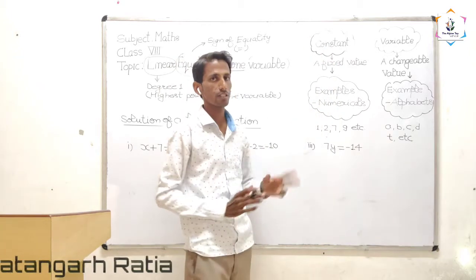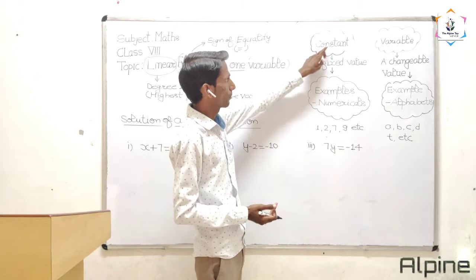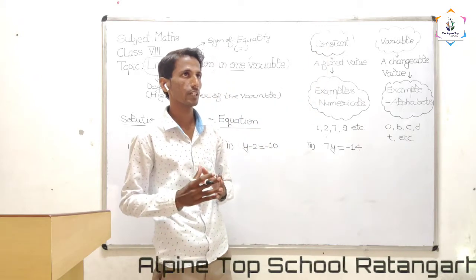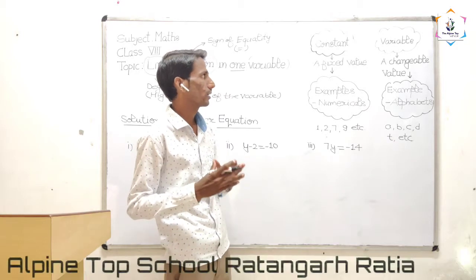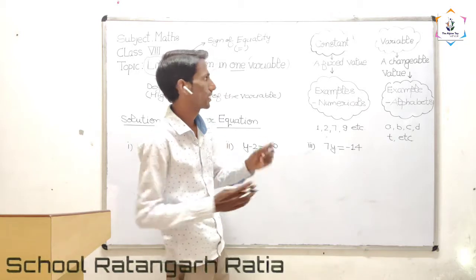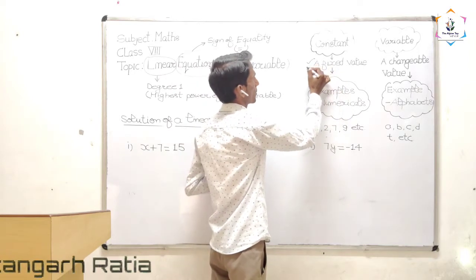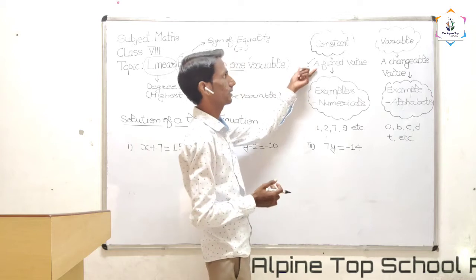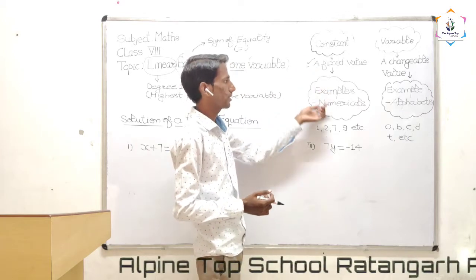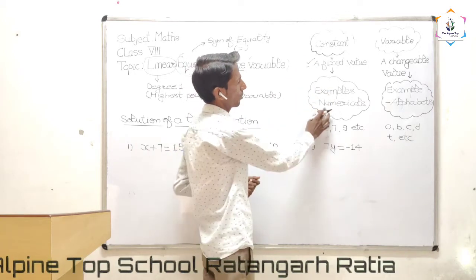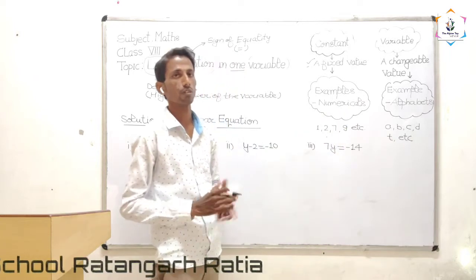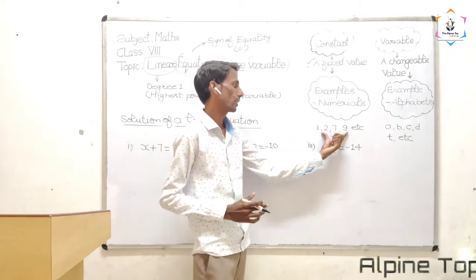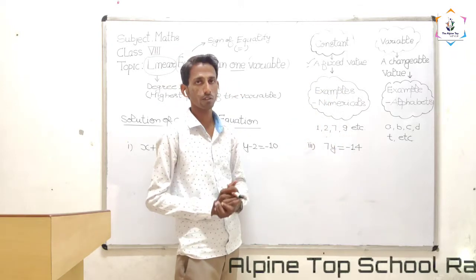Dear students, in mathematics there are two types of quantity. The first is constant. Constant means a quantity in mathematics whose value is always fixed. There is no change in the value of that particular quantity. That is known as a constant. There are many examples. All the numerals like 1, 2, 3, 4, 5, 6, 7, 9, etc. are examples of constants.